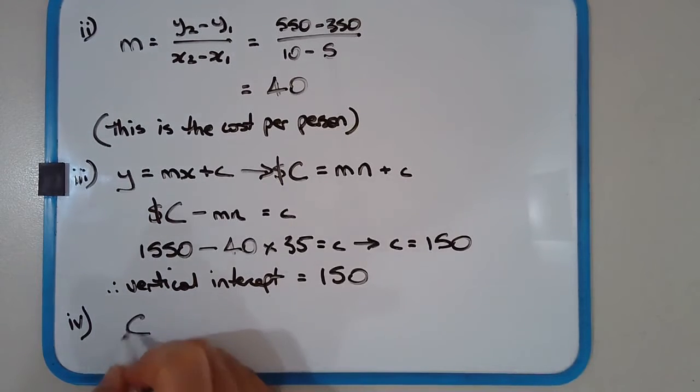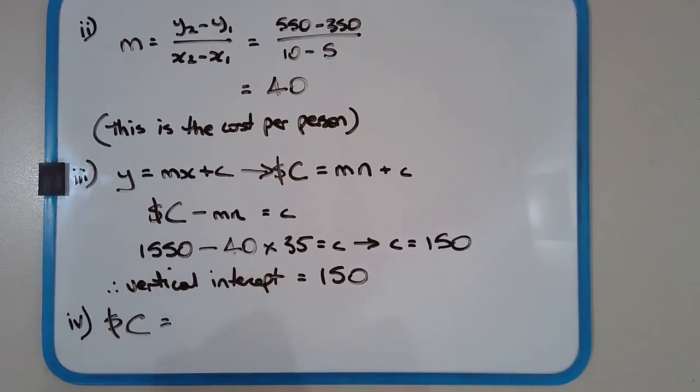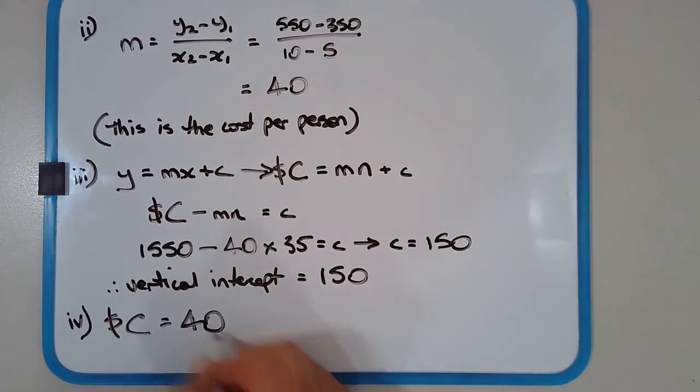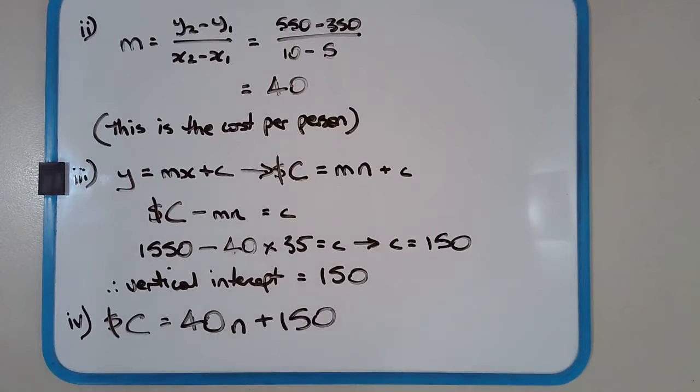So let's do that. So c dollars is equal to, now the m we have a value for, which is 40. So it's going to be 40n plus 150. Okay, so now we have an equation. n represents the number of people, so the number of guests. So whatever the value of n is, this is the independent variable. We substitute into the formula, and then we can get a dollar amount of catering costs based on that number of people.